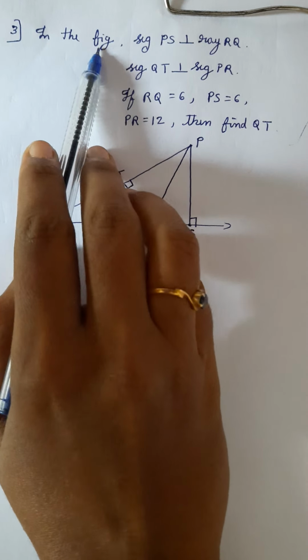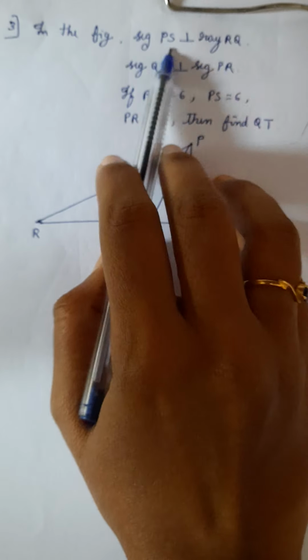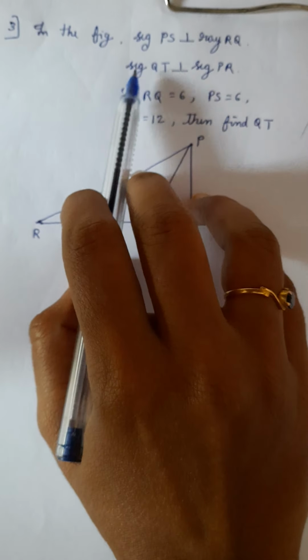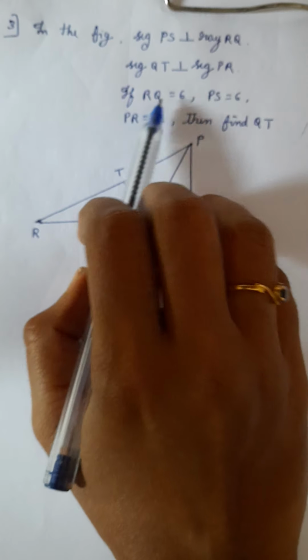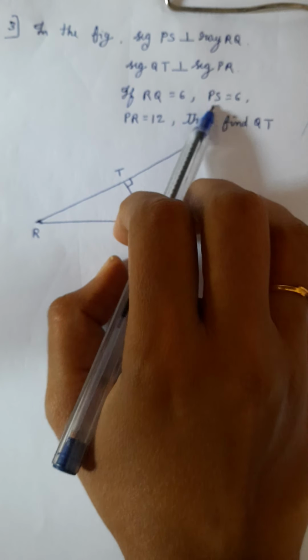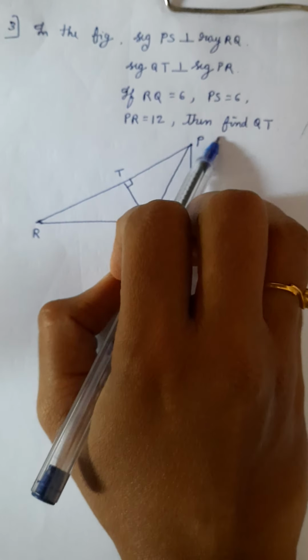Question number 3. In the figure, seg PS is perpendicular to ray RQ and seg QT is perpendicular to seg PR. If RQ length is 6, PS is 6, PR is 12, then find QT.